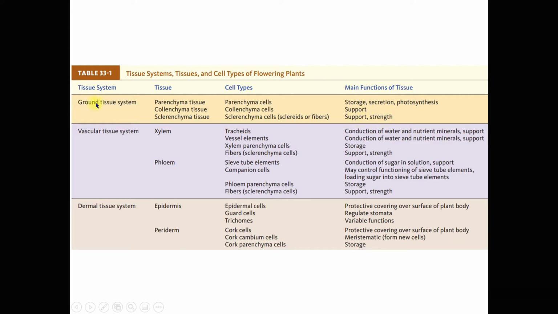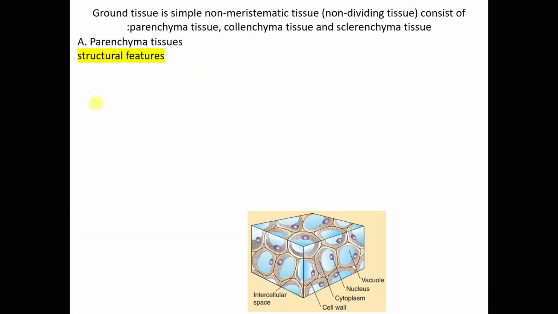Okay, so now let's dig into this ground tissue system. Now, what is ground tissue? Ground tissue is a simple non-meristematic tissue that consists of parenchyma tissue, collenchyma tissue, and sclerenchyma tissue. Now let's go to the first one, the parenchyma tissues. In terms of structural features, parenchyma tissues are tissues with the least differentiated cells.